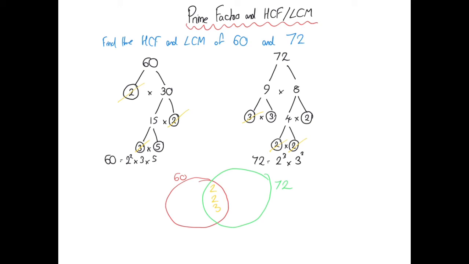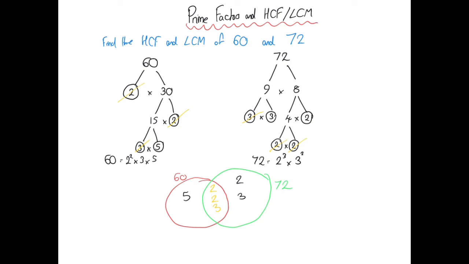Now, that's all the commons, because the only thing left in 60 is 5. So I'm going to have to put that one in this bit. It's in 60, not in 72. Then I look at 72, I've got my 2, my 2, 3. I've still got a 2 and a 3 left, so I'm going to put my 2 and my 3 there.